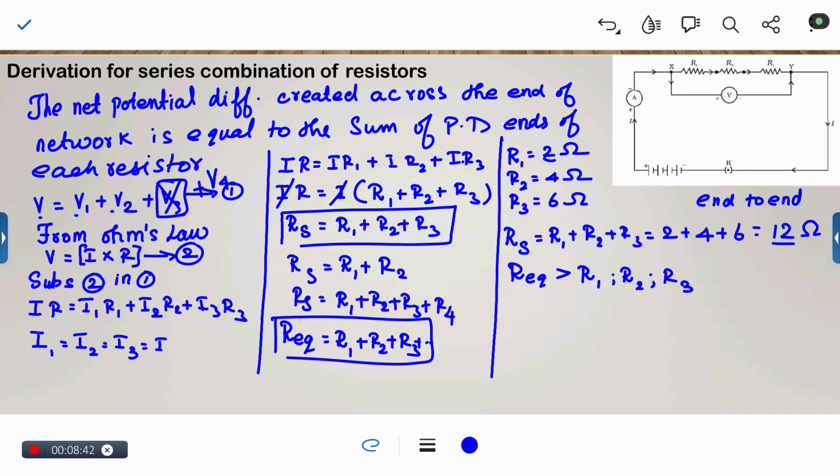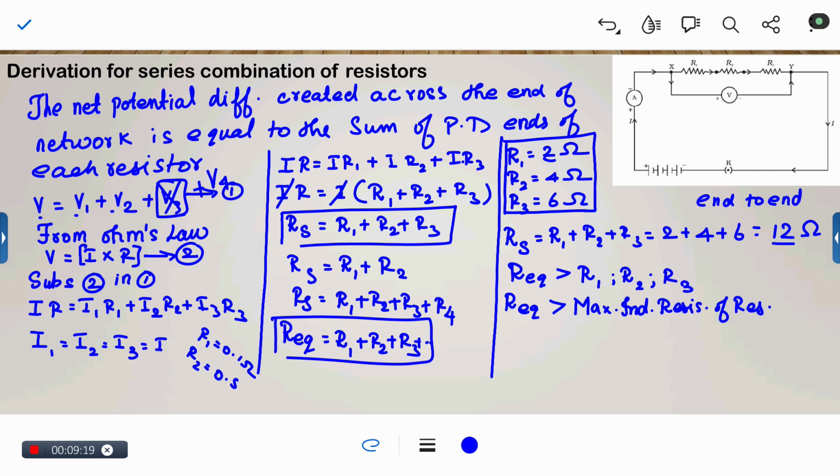In this given combination, which one is the maximum? 6 is the maximum, that means R3. So you can say that the equivalent resistance will be greater than the maximum individual resistance of a resistor. Always the net resistance will be greater than the maximum. For example, take the values R1 is 0.1 ohm, R2 is 0.5 ohm, and R3 is 0.2 ohm. In these three, which one is the maximum? R2 is the maximum. That means the net resistance will be greater than the maximum individual resistance of a resistor.